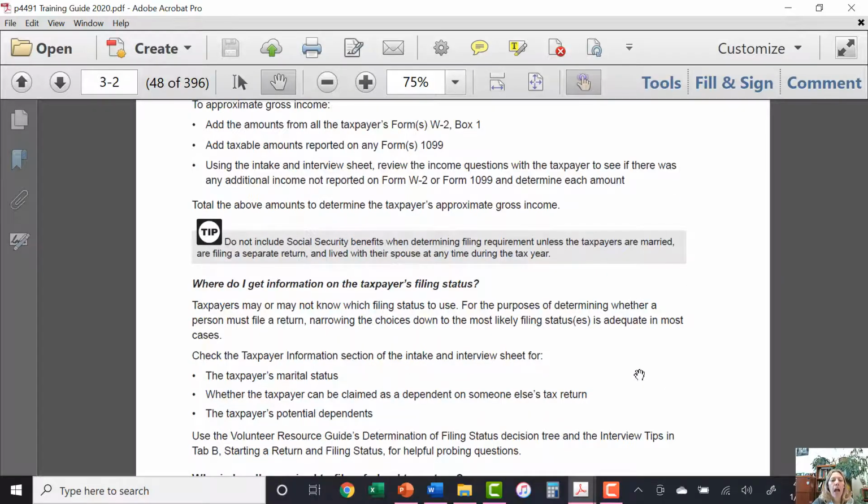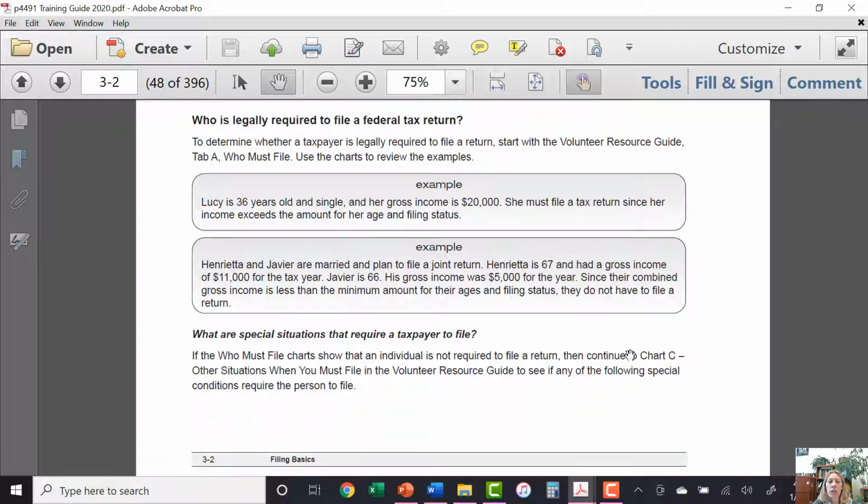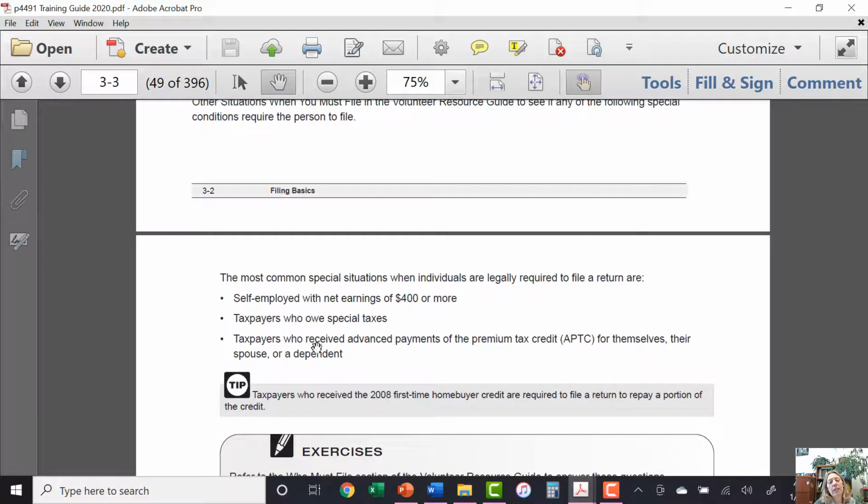Okay, all right, let's see, who's legally required to file a return? Some common situations that have nothing to do with the standard deduction. If they are self-employed and they have net earnings or profit of $400 or more, they have to file no matter what. Okay. If you owe any special taxes, you have to file.